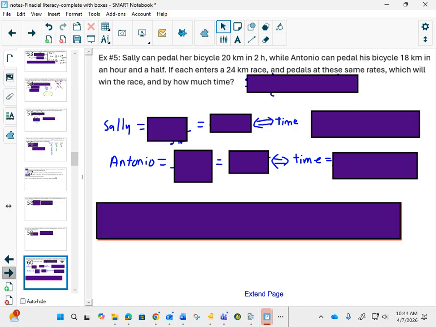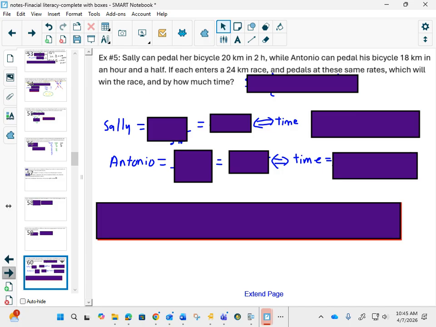Sally can pedal her bicycle 20 kilometers in 2 hours, while Antonio can pedal his bicycle 18 kilometers in an hour and a half. Who's faster? They enter a 24-kilometer race and they can pedal at those same rates. Who will win the race? And by how much time?